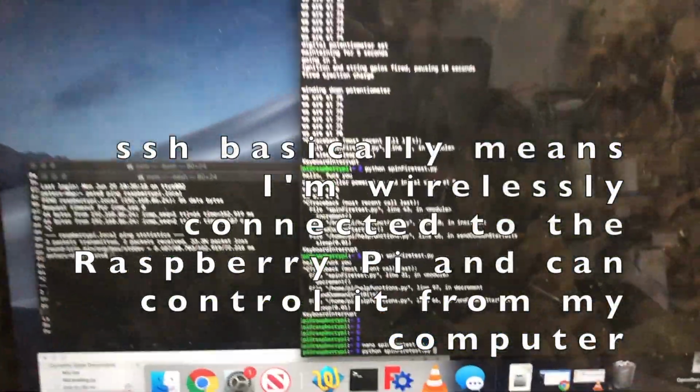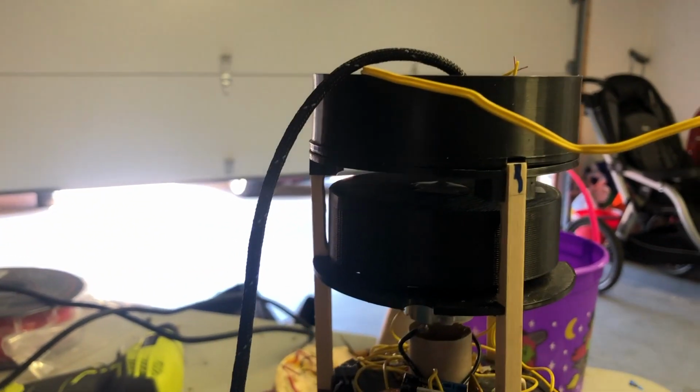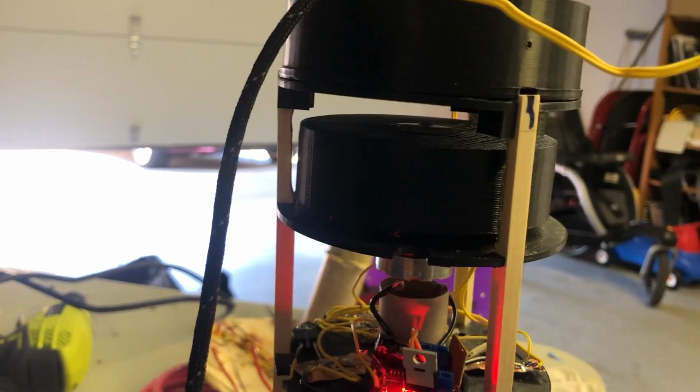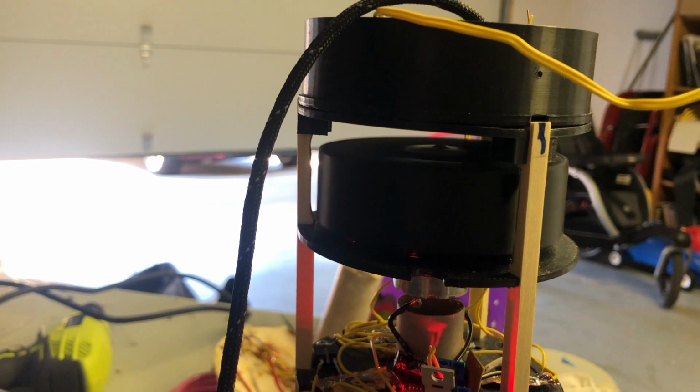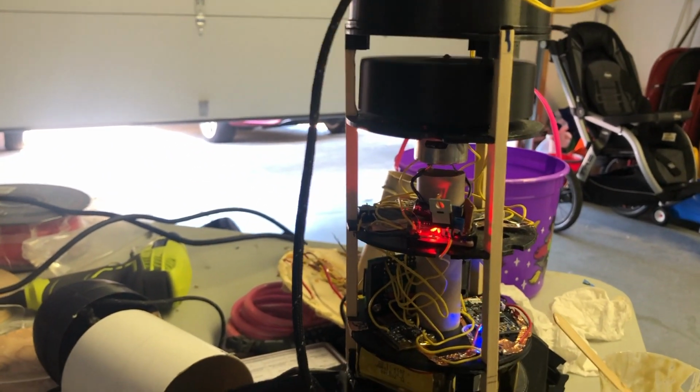So I'm SSH'd into the Raspberry Pi, I fire it up, give it a second, and our little stability mass should start going. There it goes. So I'm just demonstrating the speed there. Anyway, pretty cool, but that's how I'm looking at stability right now.